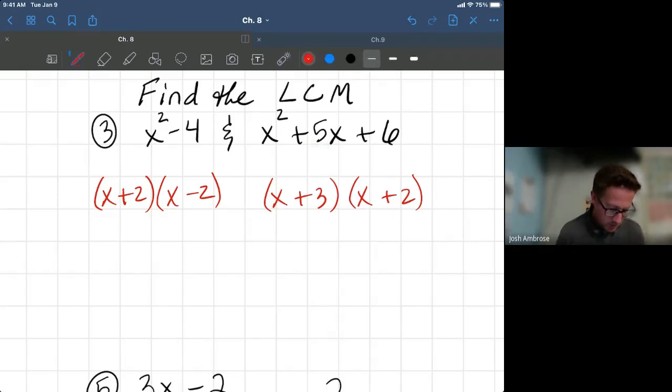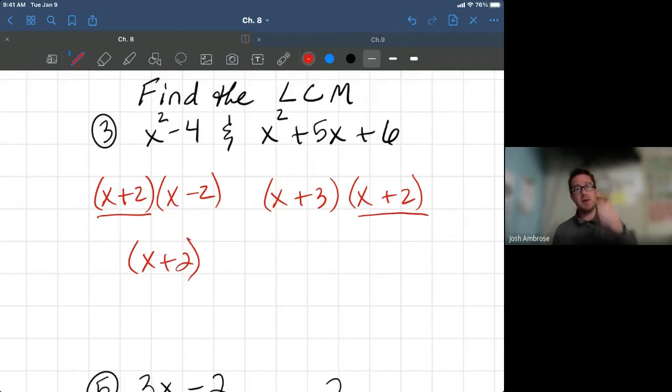So now what you are looking for is what they have in common, which in this case, they have the x plus 2 and the x plus 2. Those they have in common. So I will be bringing one of those down into my LCM. All right, so x plus 2. If they have it in common, only bring the 1 down. But you'll notice we do not share x minus 2 and x plus 3. They don't have those in common. And if you don't have them in common, you must bring them both down.